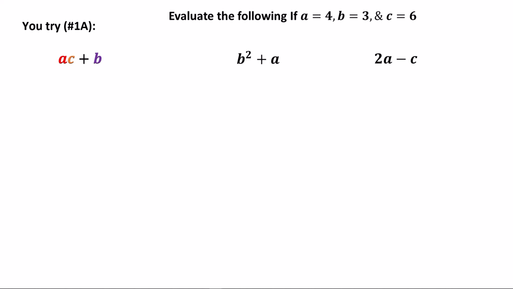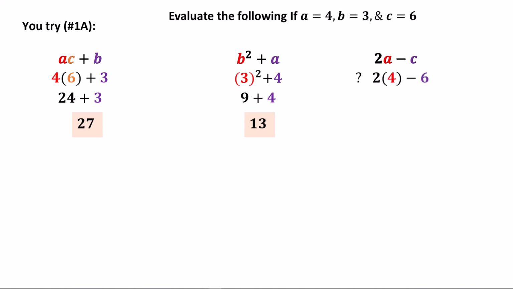AC plus B, we substitute A with 4, B with 3, and C with 6, and we get 4 times 6 plus 3, which is 24 plus 3, which is 27. B squared plus A becomes 3 squared plus 4. 3 squared is 9. 9 plus 4 is 13. 2A minus C becomes 2 times 4 minus 6, and then 8 minus 6, which is 2.